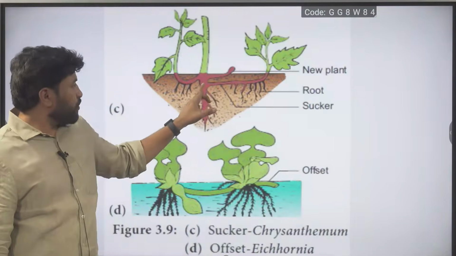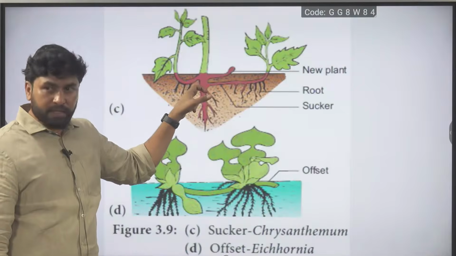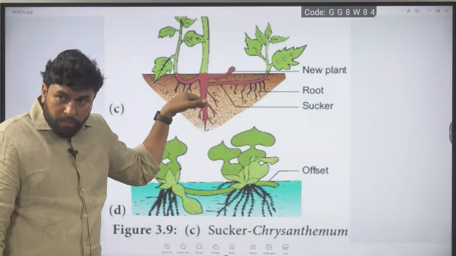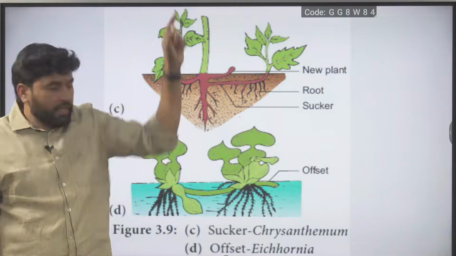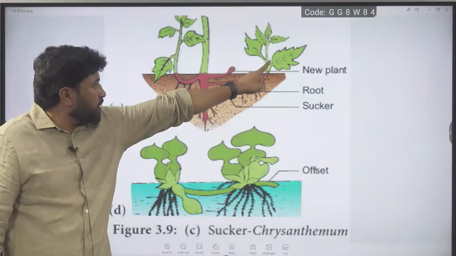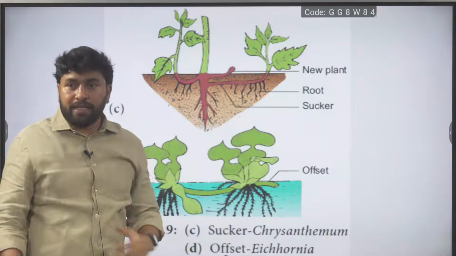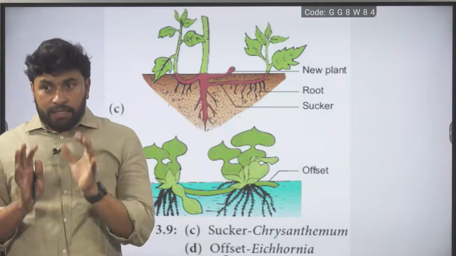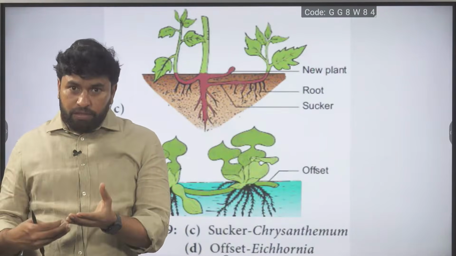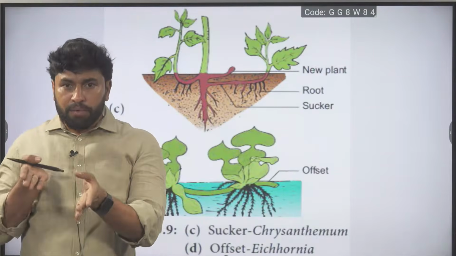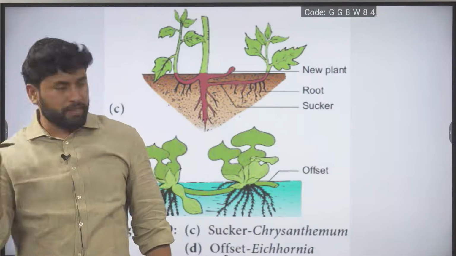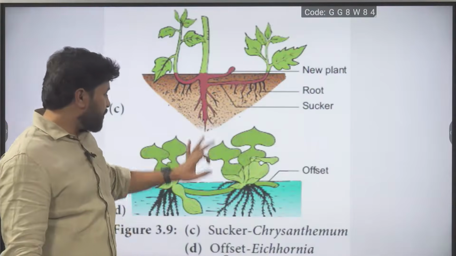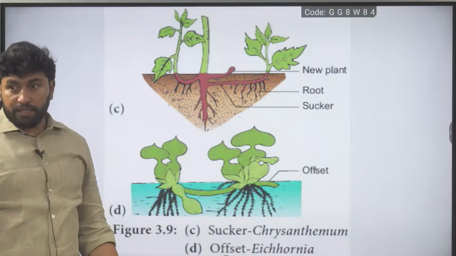When it comes to the main stem, the branch that is growing away from the soil, this branch we call a sucker. A sucker is a branch of the stem which is growing beneath the soil for some time horizontally, and it will come to the surface. This is called a sucker. Best example for the sucker, chrysanthemum.